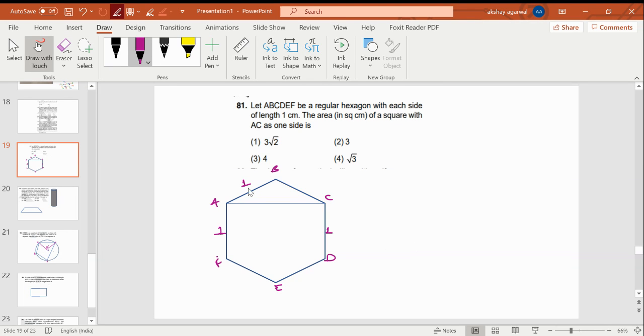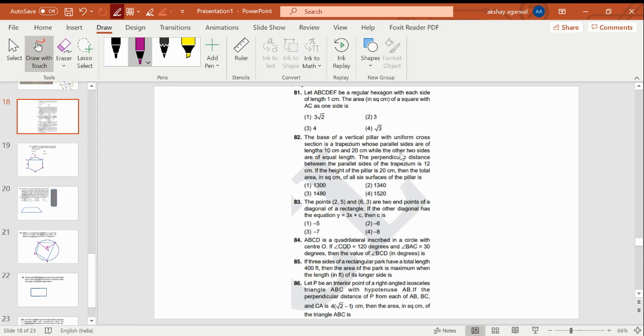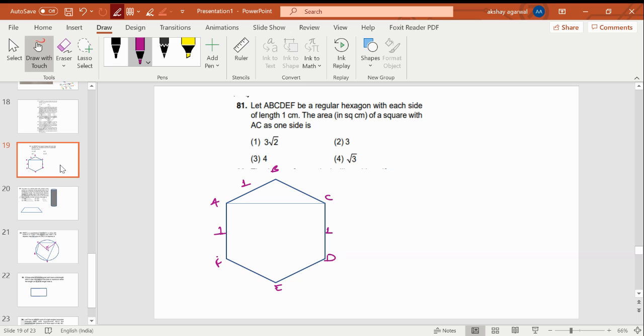Hi everyone. So first of all, these are the six questions I shared today for you all to solve. Let's discuss one question at a time. So this is the first question based on polygons.